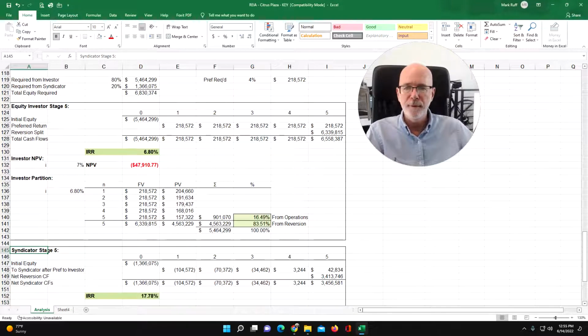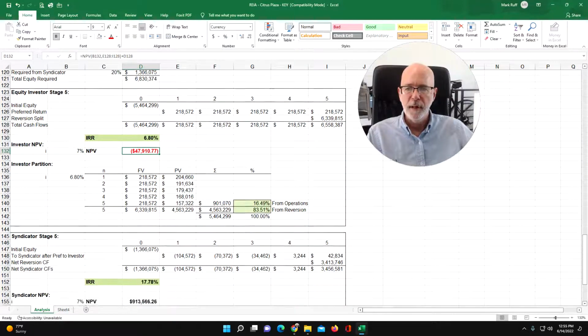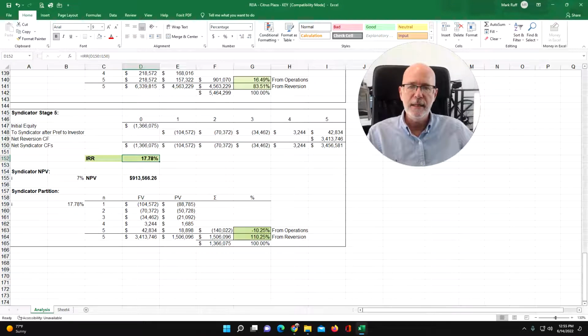So you've seen this before. This is our equity investor syndication. They're only coming up with a 6.8% IRR. We know that's not going to be the fact in the case. Because our IRR is less than our NPV discount rate, our NPV will be negative. The syndicator here is going to get a 17% IRR. And because the IRR is higher than our NPV discount rate, our NPV dollar amount will be positive.